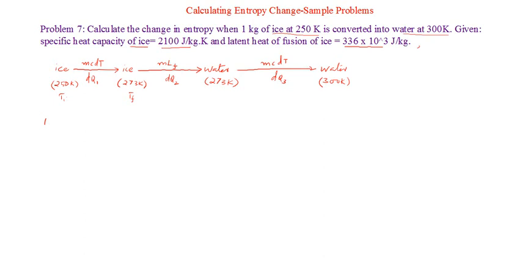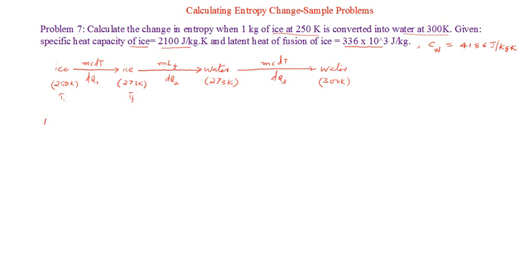Even though the specific heat capacity of water is not given, you have to recall it from your memory. It is something like 4186 joule per kilogram Kelvin. So that is the value of the specific heat capacity of water.